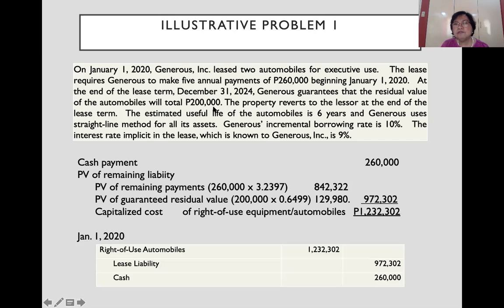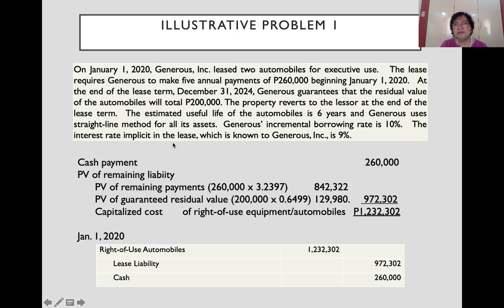Therefore, this is an obligation of the lessee to return the asset to the lessor at that amount of 200,000. Otherwise, cash payment will be made by the lessee if the residual value of the asset falls below 200,000 at the end of the lease term, in which case the residual value here is guaranteed. So the property reverts to the lessor at the end of the lease term. The estimated useful life of the automobiles is 6 years, and Generous uses a straight line method for all its assets. Generous' incremental borrowing rate is 10%.